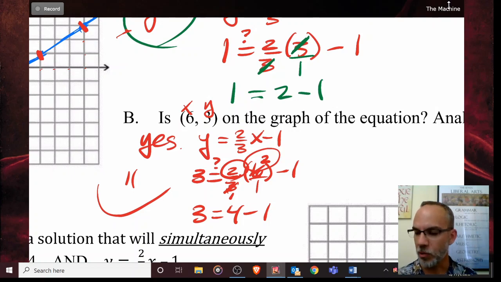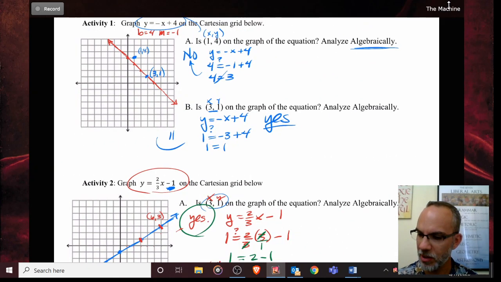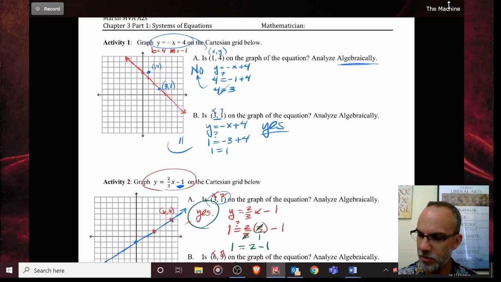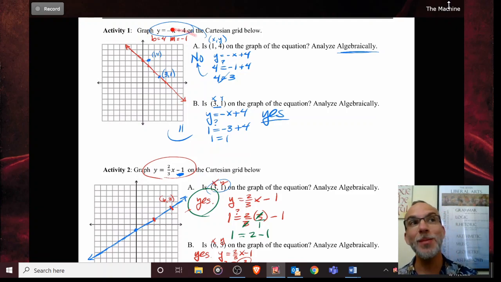Now, here's the question. Let's look at both of these at the same time. Okay, here's the question. I want to find a single point that will satisfy equation number 1 and at the same time equation number 2. I want one point that will solve both of them. What do you think?